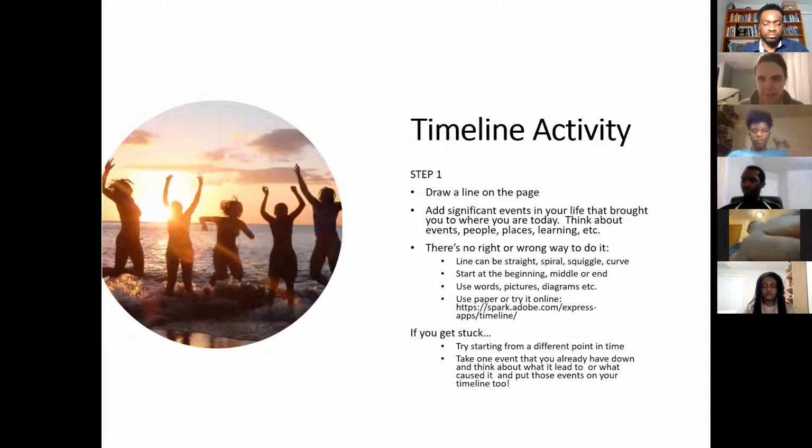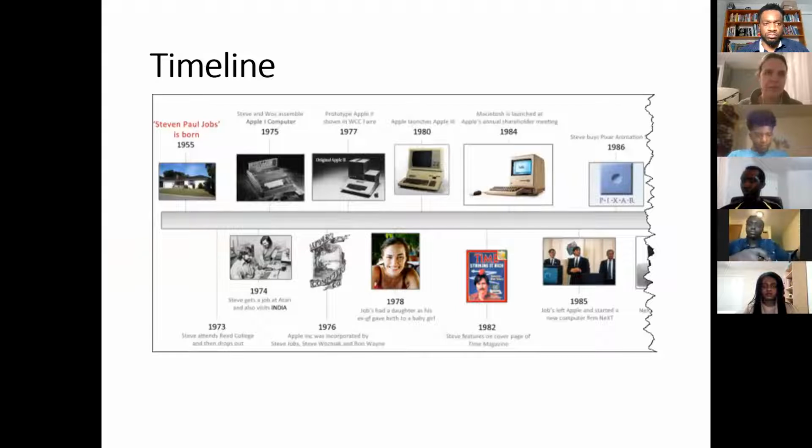So in terms of examples, here's a timeline. This is Steve Jobs' timeline. It has things like assembling an Apple computer for the first time. It has having his daughter on there. It has a bunch of different things. Buying Pixar, all important things in his life. Steve Jobs, I don't think, created this timeline. I'm not actually sure where it came from.